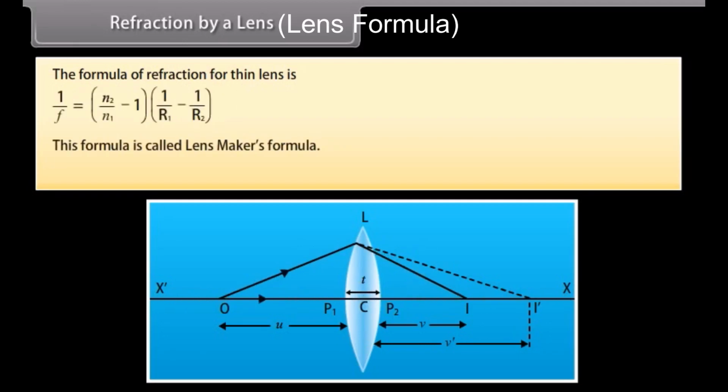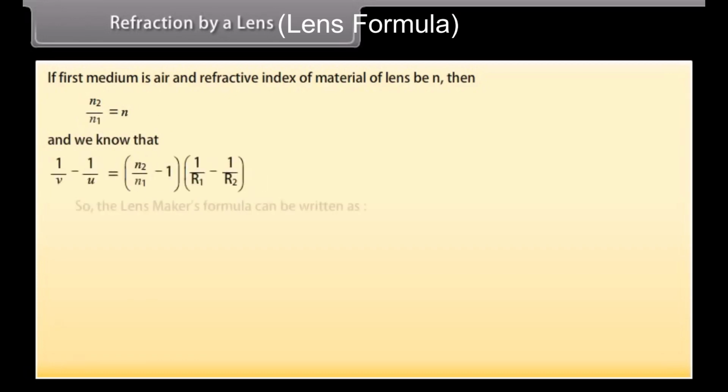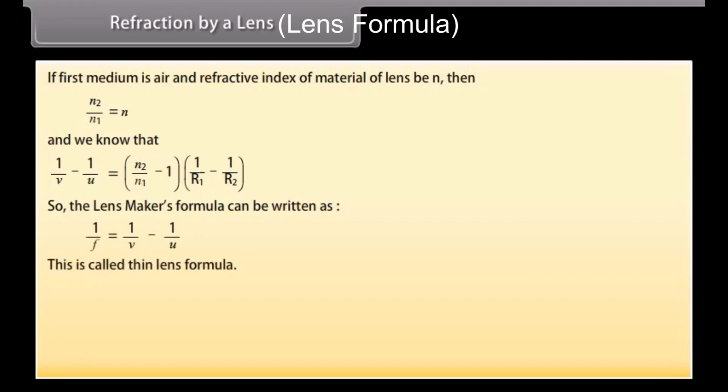This formula is called lensmaker's formula. This formula also holds for concave lens. If the first medium is air and refractive index of material of lens be n, then N2 upon N1 is equal to n. And we know that. So the lensmaker's formula can be written as, this is called thin lens formula.